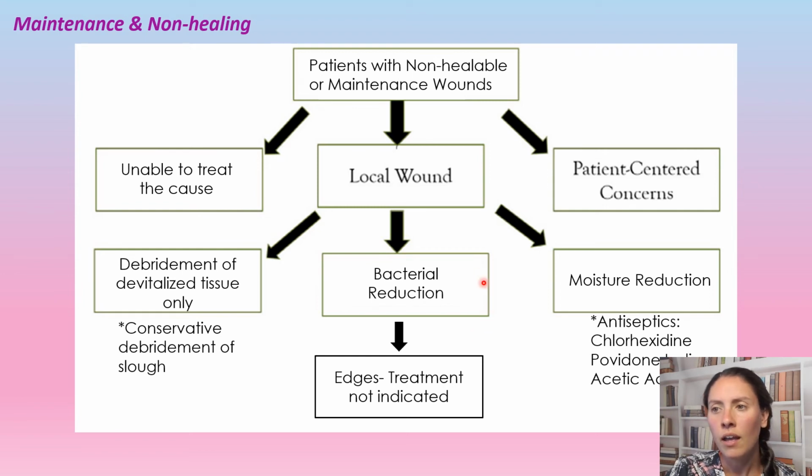Okay, and that kind of goes along with our moisture reduction, because the less bacteria we have, the lower the amount of moisture coming out of that wound. If we have a high amount of bacteria, we're going to get a lot more drainage coming out of that wound. So we're going to be using our chlorhexidine, our povidone iodine, our acetic acid to theoretically reduce the bacteria. In turn, it's reducing the moisture. So we're also going to use our thicker dressings to make sure that we don't have a whole lot of drainage in the wound.